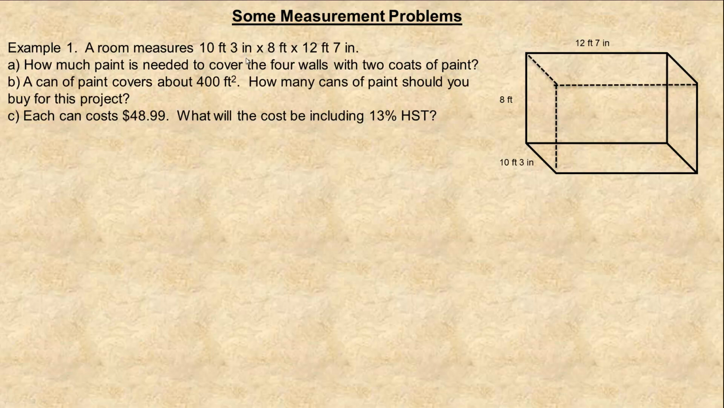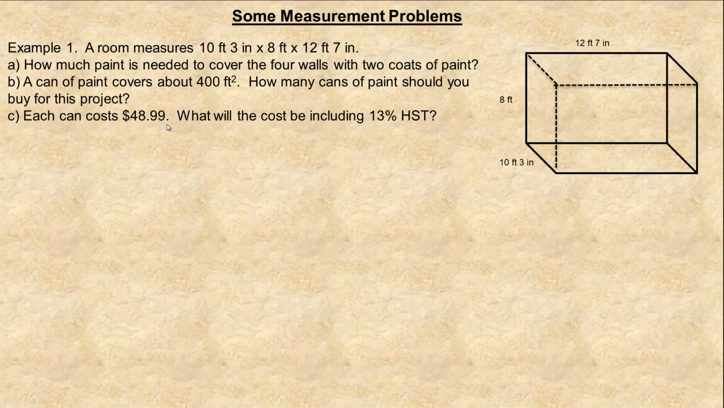So we're told that this room measures 10 foot 3 inches. We would probably call that the width. It's 12 foot 7 inches long, and the walls are 8 feet high, which is very normal. So we're asked to find how much paint is needed to cover the 4 walls with 2 coats of paint. And then we're told that a can of paint covers about 400 square feet, so we're asked to find out how many cans you need.